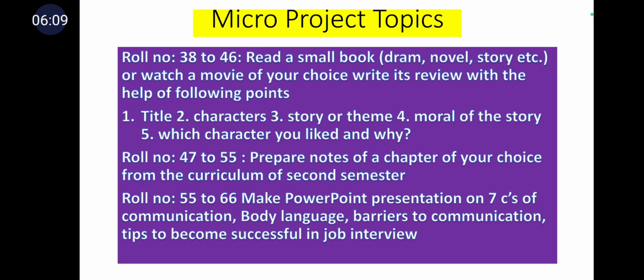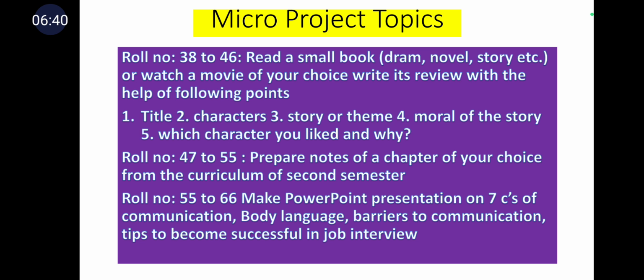Read a small book. It may be a drama, novel, or a storybook, or watch a movie of your choice. Write its review with the help of following points. So you have to either read a small book, any novel, any drama, any story, or maybe you can watch any movie of your choice, Marathi, Hindi, English, and you have to write its review with the help of following points. Points would be title, characters, story or theme, moral of the story, which character you liked and why.